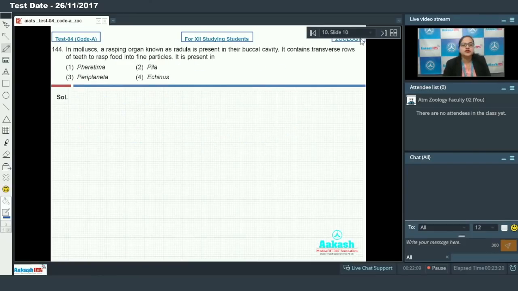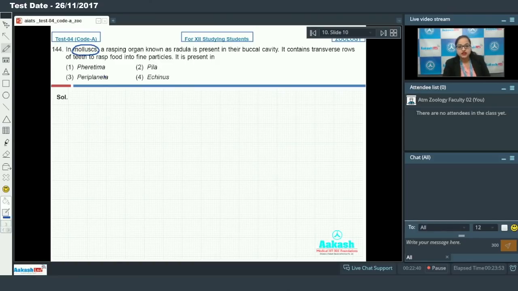Next question, that is question 144, which says in mollusks, a rasping organ known as radula is present in their buccal cavity. It contains transverse rows of teeth to rasp food into fine particles. Radula basically helps in rasping the food particles from a surface, and the question gives a hint: radula is present in the members of phylum Mollusca. So we have to select the organism belonging to the phylum Mollusca.